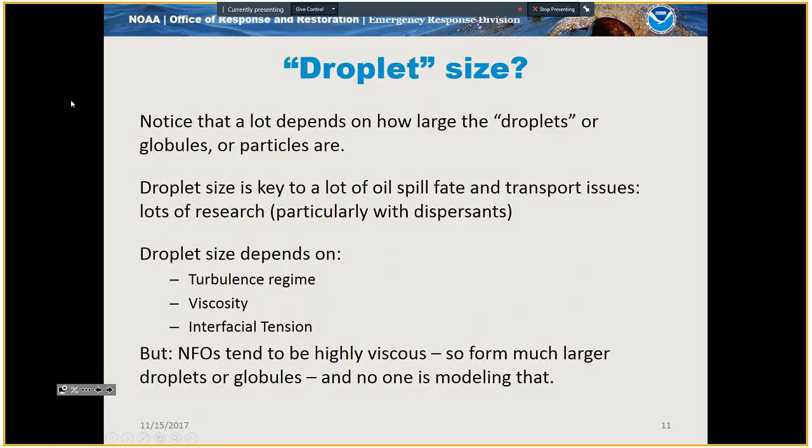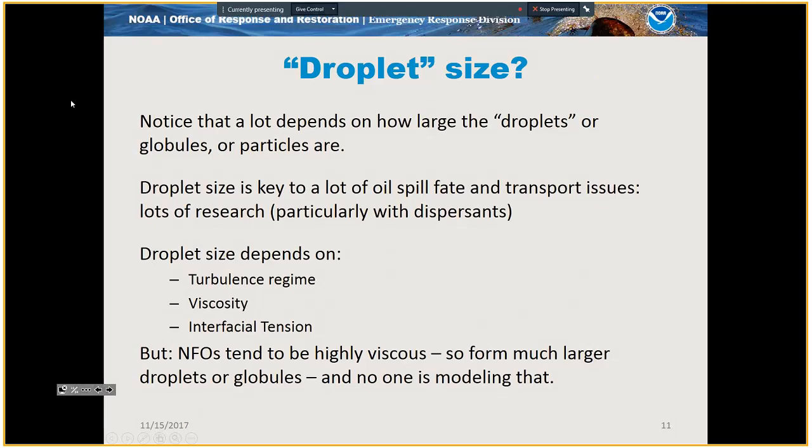So this brings up this question of droplet size. Many of you are following the oil spill research literature. People are always talking about droplet size and droplet size distribution. So there's an enormous amount of work that goes on, and essentially that's because droplet size is key to a lot of oil spill fate and transport issues. But the droplet size depends on the turbulence regimes. You have to know something about the wave climate or the river turbulence. And then it depends on the viscosity and the interfacial tension of the oil.